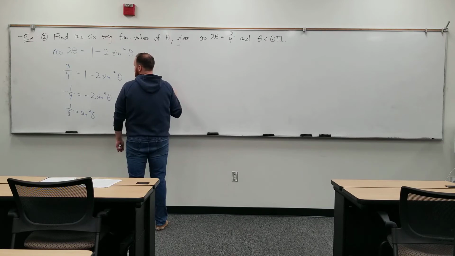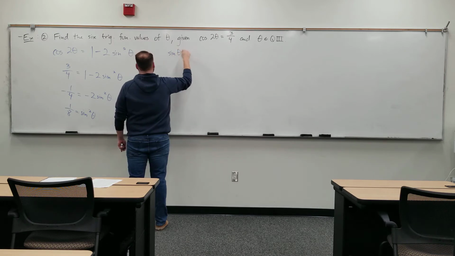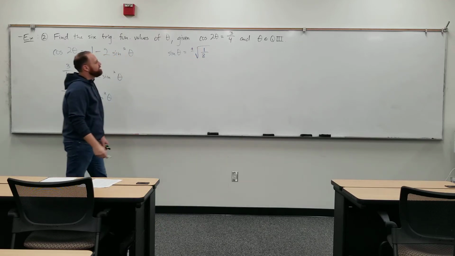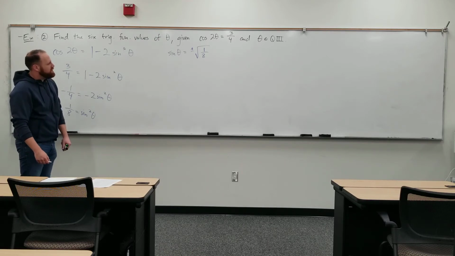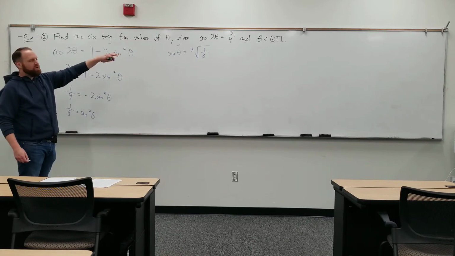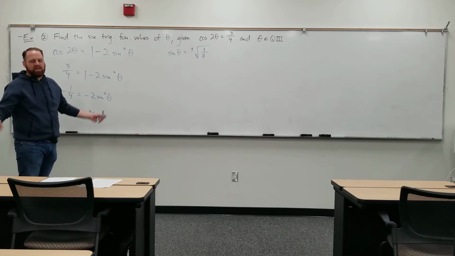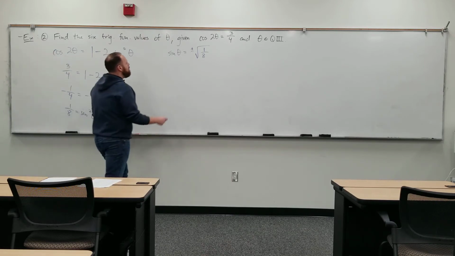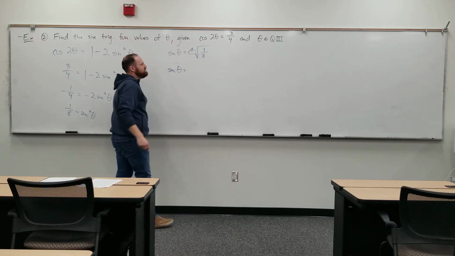So sine theta is going to be plus or minus square root of 1/8. Now I have to decide which one it's going to be, positive square root of 1/8 or negative square root of 1/8. Since theta is in quadrant 3, I'm thinking we're going to go with negative square root 1/8, right? Because sine is negative in that quadrant. So we're going to say sine theta. For one thing, we're going to choose the negative one, right? So it's going to be negative square root of 1/8.